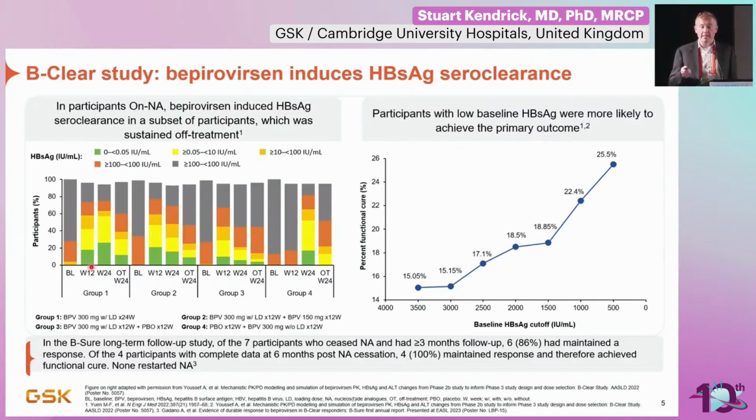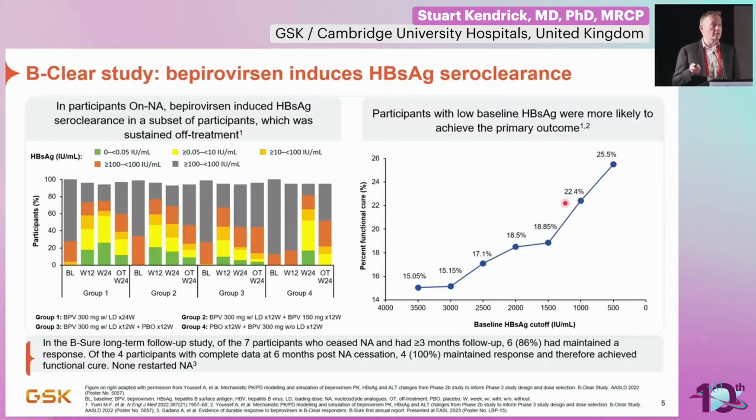and others continue to remain hepatitis B surface antigen undetectable. Secondly, in the right-hand panel, you can see that as far as the primary outcome, which is surface antigen and DNA undetectable, you see a greater response in those patients whose baseline surface antigen was below 3,000, and even higher in those whose baseline surface antigen was below 1,000.